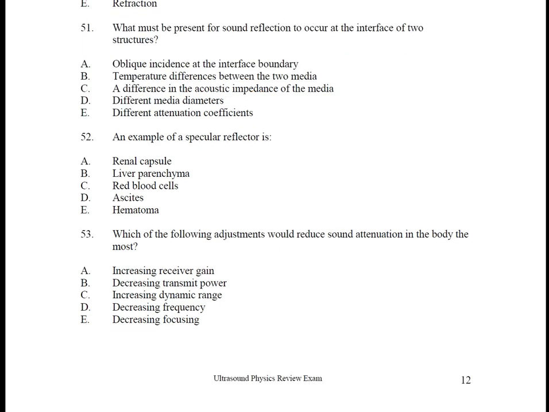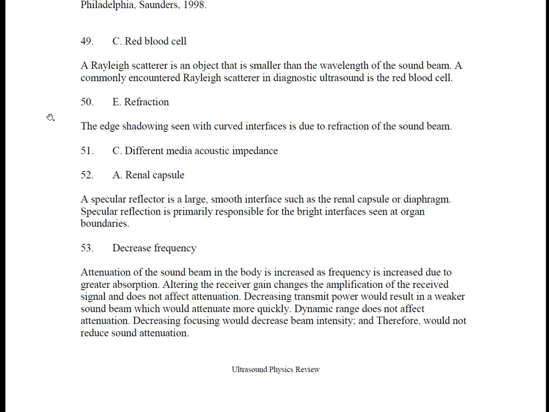Next, let's move on and look at question number 52. Looking at the question, it asks you to select the option that corresponds to a specular reflector. First, let's look at the answer sheet to see what specular reflector means. According to the main text, a specular reflector refers to a change that occurs at a large, relatively smooth interface. For example, you can think of structures like the renal capsule or the diaphragm as places where these phenomena can be observed. It is also noted that specular reflectors are characterized by appearing bright on imaging.